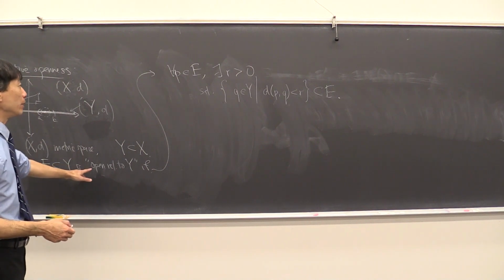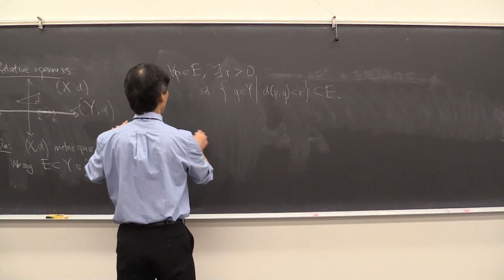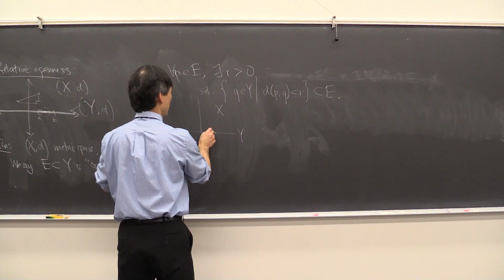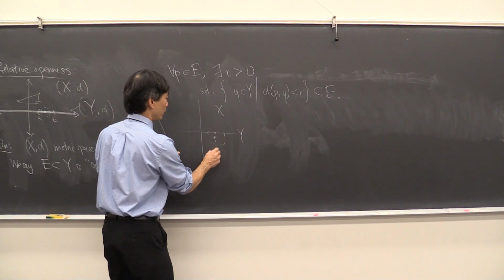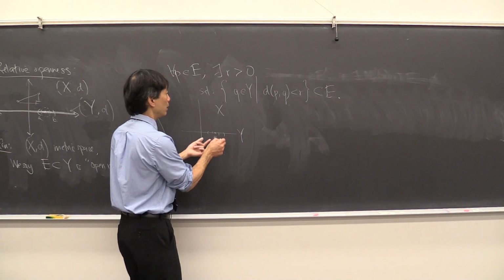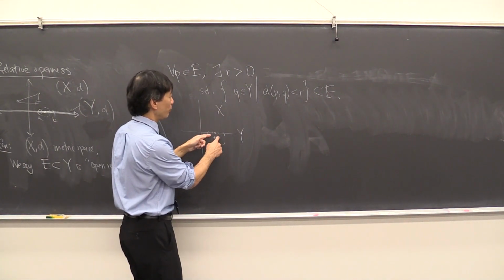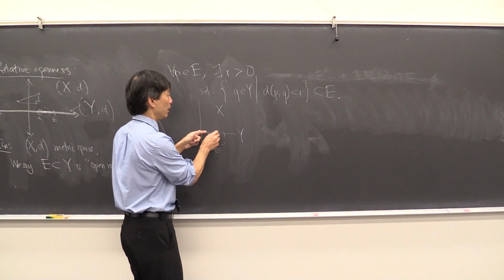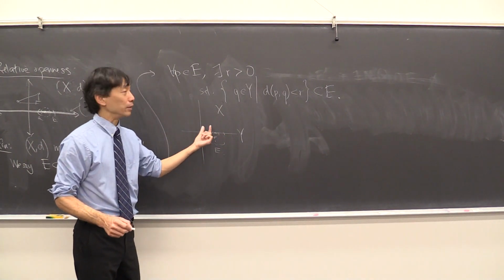So let me read this in English. Let's use this as a picture again. Here's our point P. What this is saying is that for every point in E, there's a radius so that if you look at the points in Y whose distance from P is less than r, then that thing is contained in E.